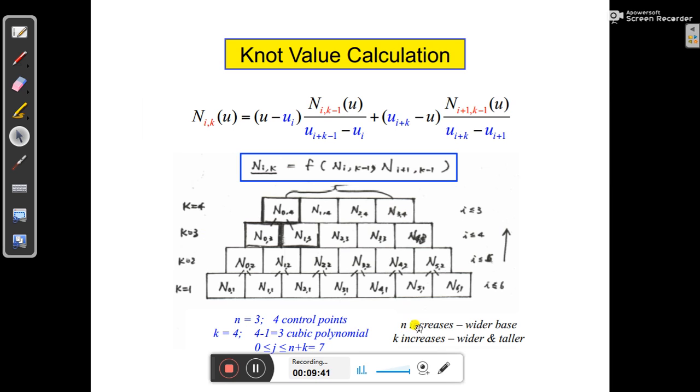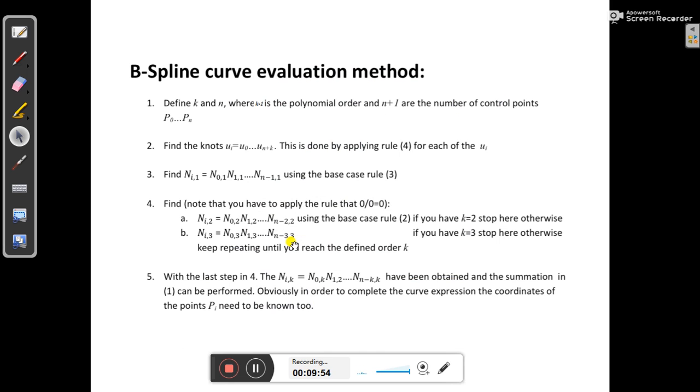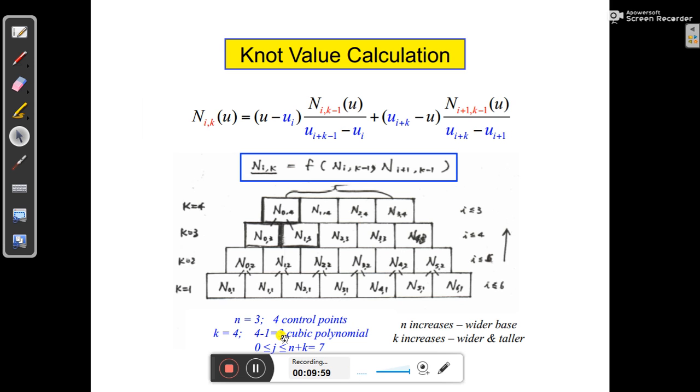And also if n increases, the base will be wider. K equal to 4, then 4 minus 1 equals 3, a cubic polynomial. The equation of our curve will be cubic. And again we have to follow this one, 0 less than j and j plus k equal to 7. So n equal to 3, k equal to 4, that is why j will vary from 0 to 7.